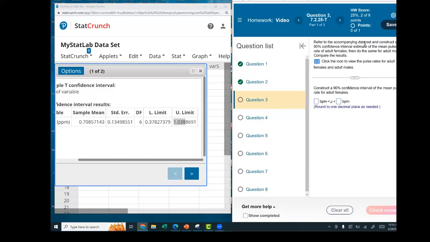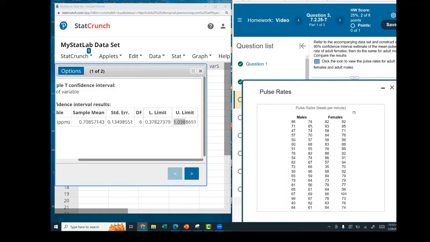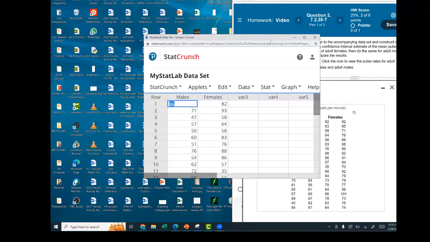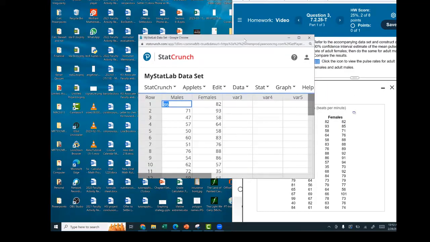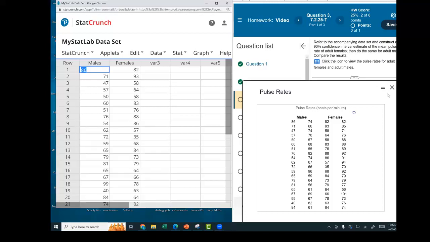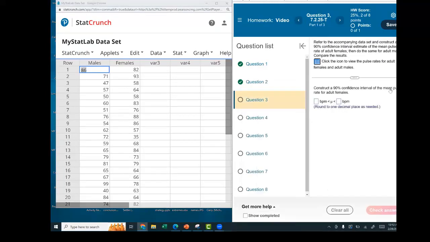Okay, refer to the accompanying data set and construct a 90% confidence interval estimate of the mean pulse rate of adult females. Then do the same for adult males, compare the results. Basically, we have males and females. I'm going to open StatCrunch with the data that they're giving me. So I'm going to open it again. Okay, I can close this.